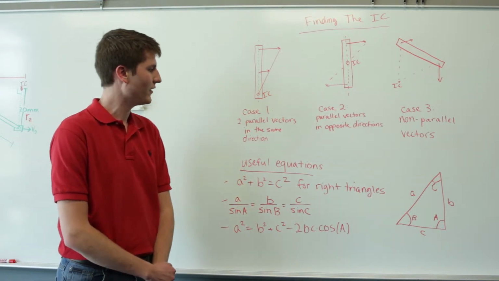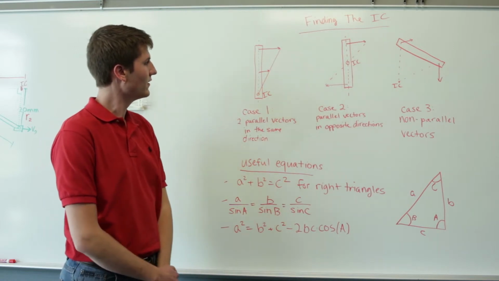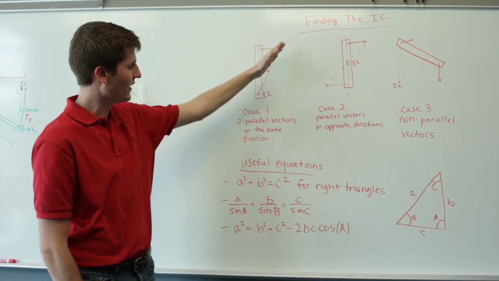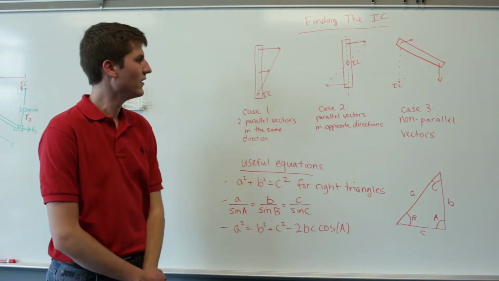For case 1, it's fairly simple. We have two parallel vectors, and they're in the same direction. So as you can see, we drew a line perpendicular to the two vectors, and we drew a line connecting the two tips. This point of intersection is the instantaneous center.